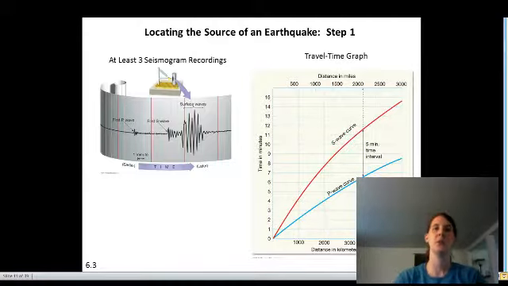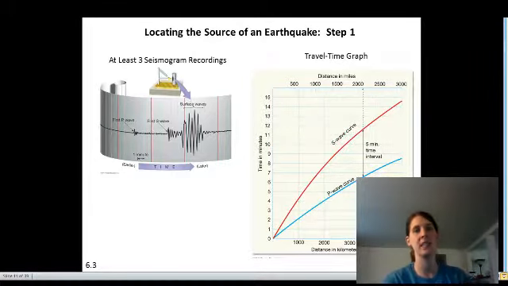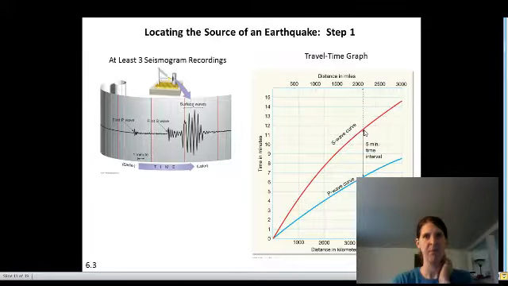So, steps to locating an earthquake. So here we get seismogram readings. So we need to get at least 3 readings from 3 different stations, right? And looking at this, we've got our first P wave that arrives at our station. And then 5 minutes later, each of these lines is a minute, so 5 minutes later our S wave arrives. So based on the amount of time it takes the S wave to show up after the P wave, that tells us that our epicenter is 3,500 kilometers away.